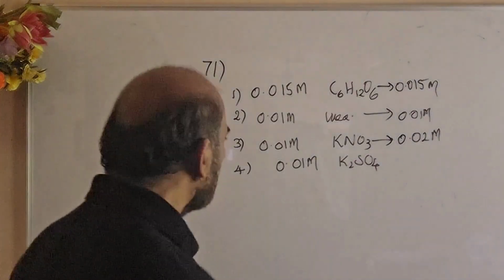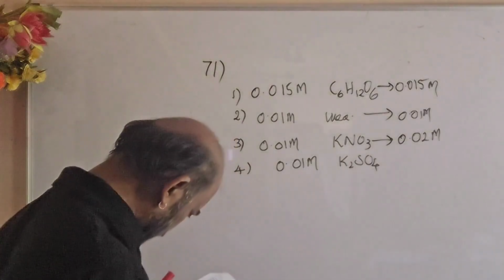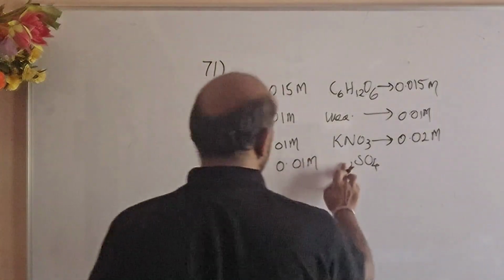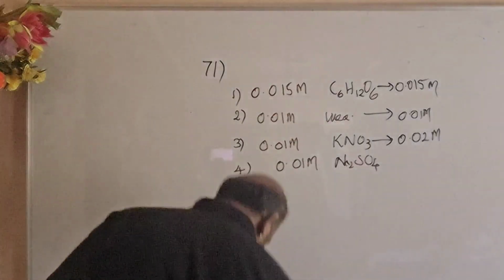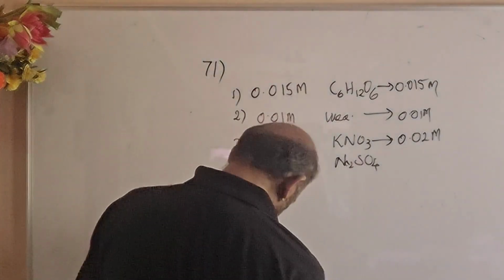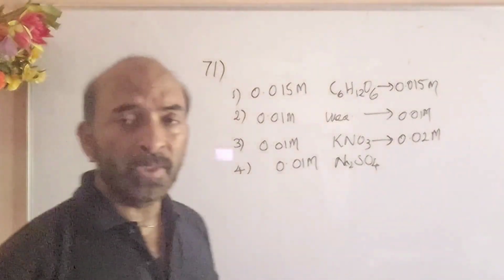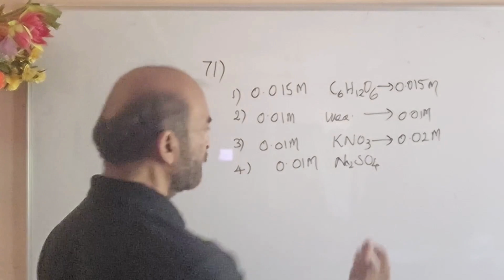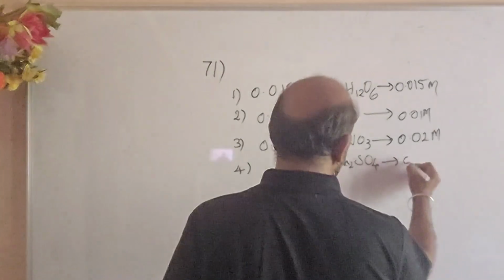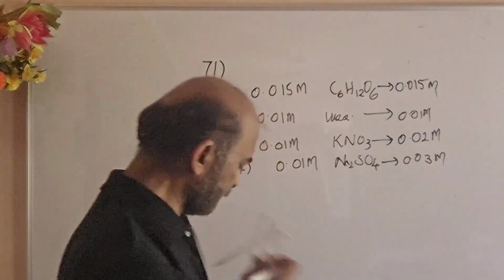And finally we have 0.01 molar K2SO4. Here the particle concentration will be tripled. Why? 2 cations and 1 anion will be formed from each molecule. So particle concentration will be tripled, 0.03 molar. Okay.